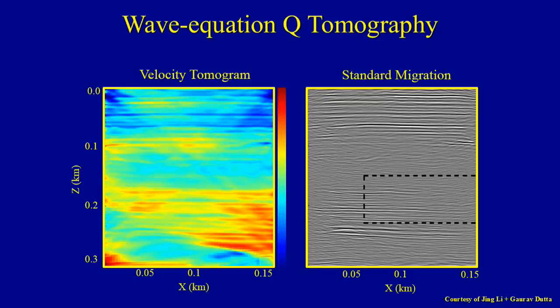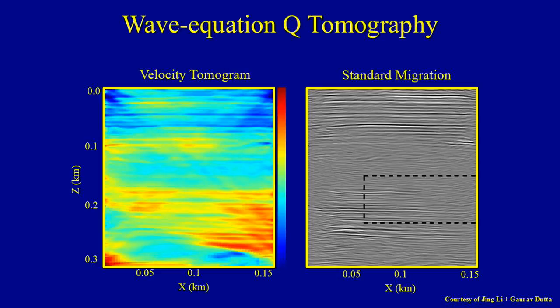And this is field data from a crosswell experiment. It's on the order of almost 1,000 feet deep and on the order of 150 meters across. We have about 100 receivers and 100 sources here. This is our FWI velocity tomogram. This is our standard migration using this tomogram.